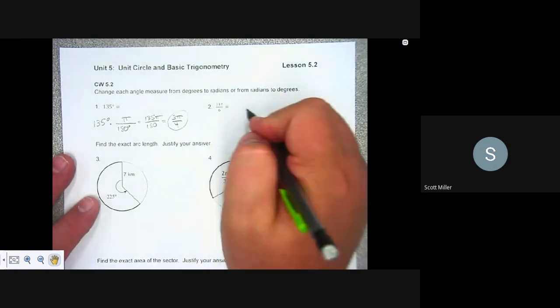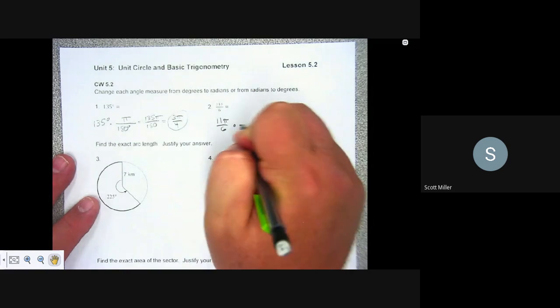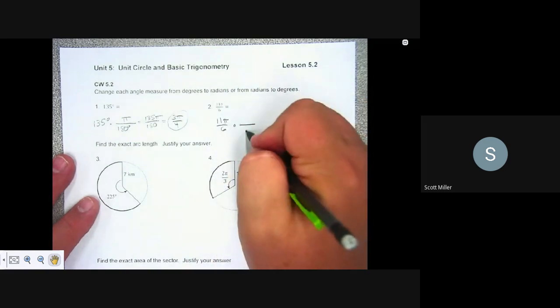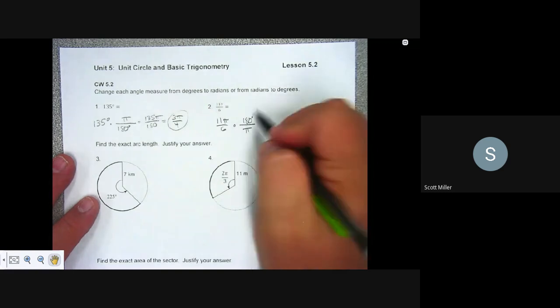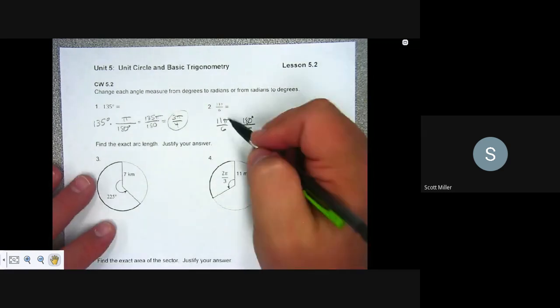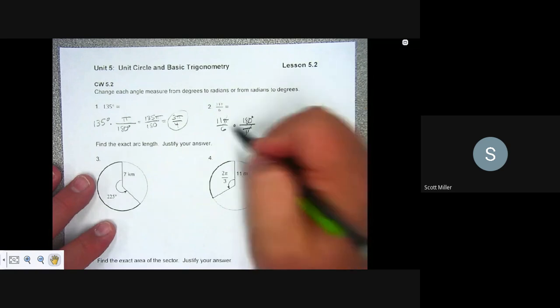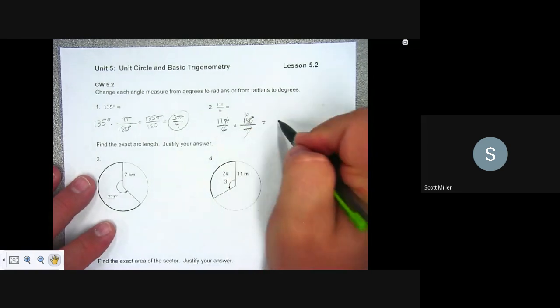What about radians to degrees? 11 pi over 6. The conversion now is, I want the pi to drop out, so it's going to be pi on the bottom and 180 on top. And so I want my degrees on top because I want to get an answer in degrees. So we can see that the pi's drop out. 6 goes into 180 30 times. Multiplying straight across gives me 330 degrees.